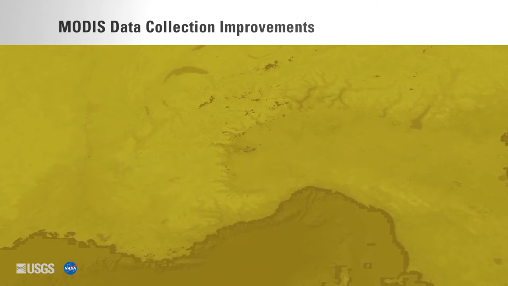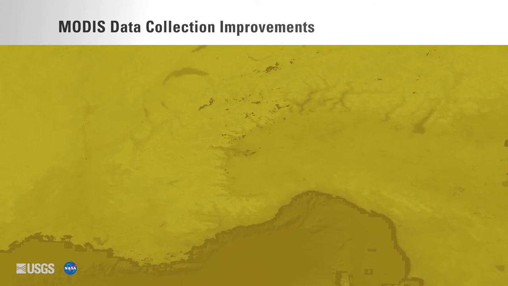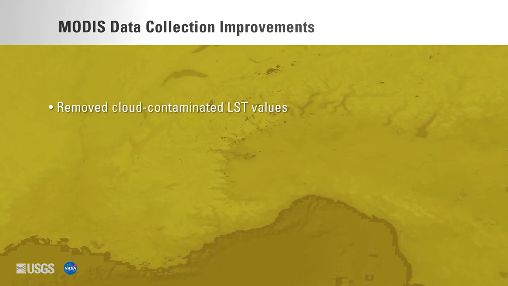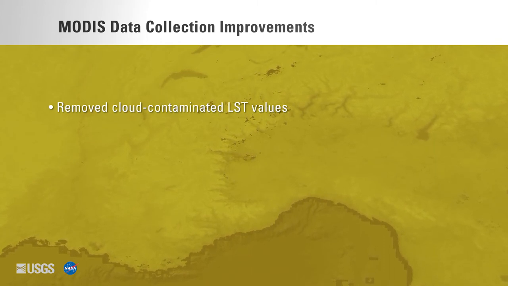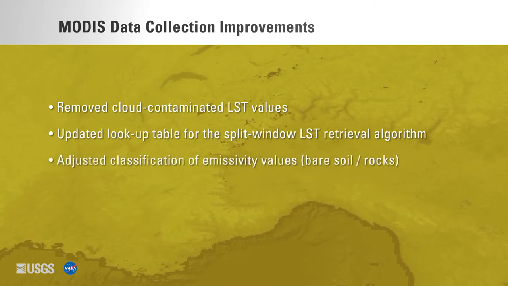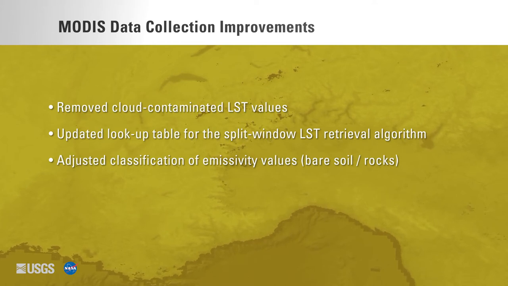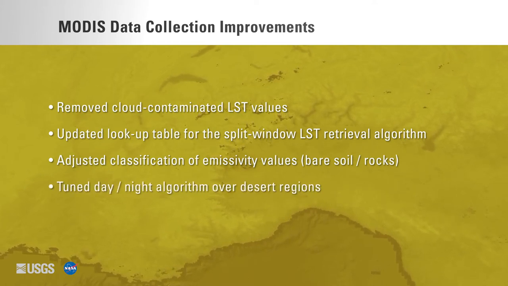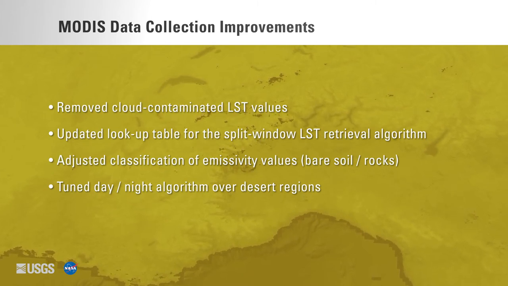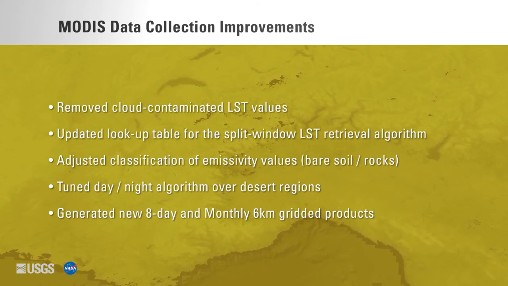There are several improvements that were included in the reprocessing of the land surface temperature data products. Improvements include removal of cloud-contaminated land surface temperature values from both Level 2 and Level 3 products, updates to the lookup table for the split window algorithm, minor adjustments in the classification-based surface emissivity values for bare soil and rocks, improvements to the tuned day-night algorithm for a better performance over desert regions, and the addition of 2 new 8-day and monthly 6-kilometer gridded land surface temperature products.